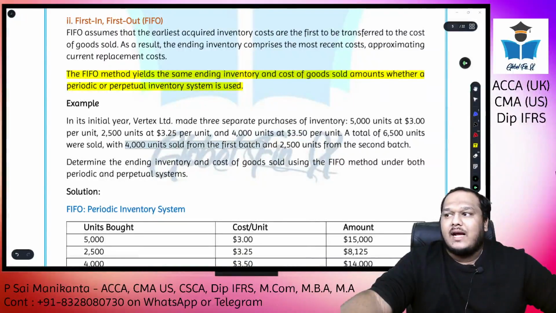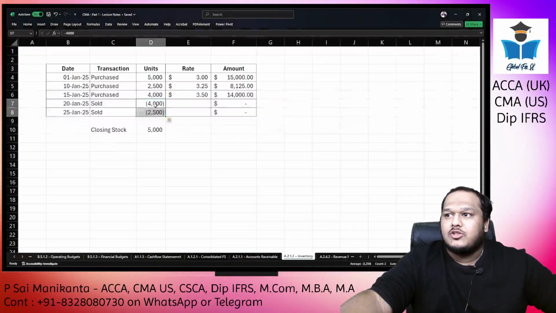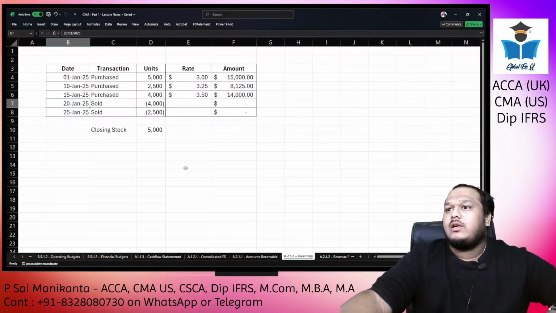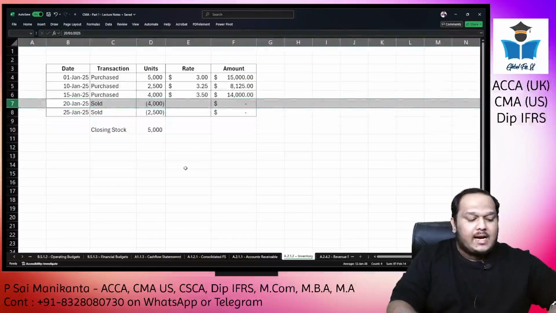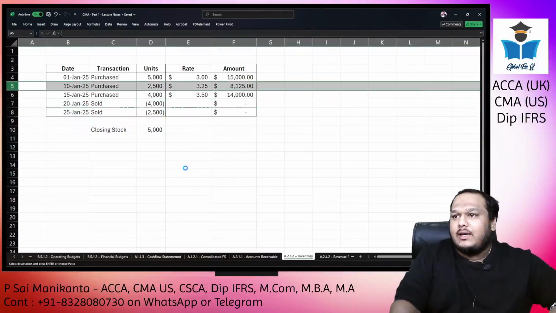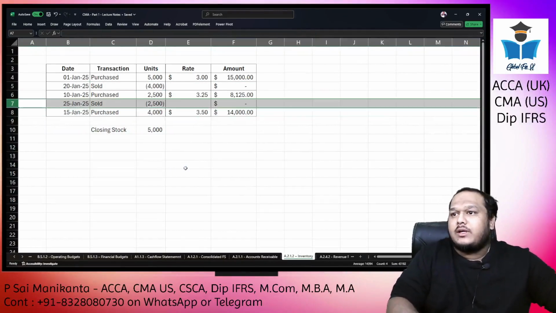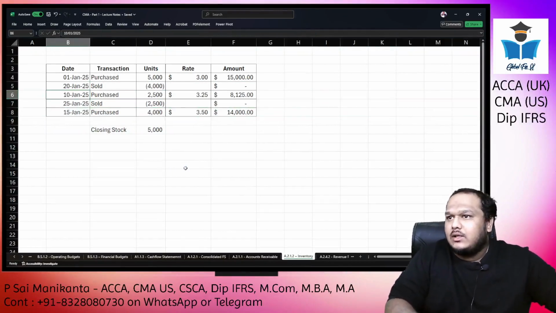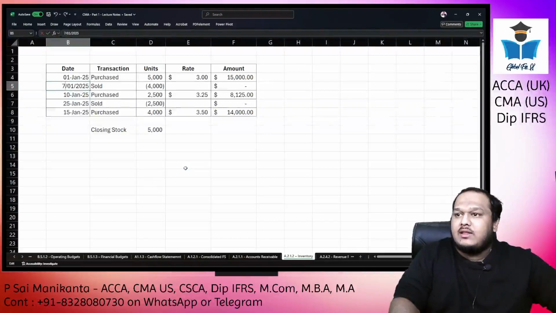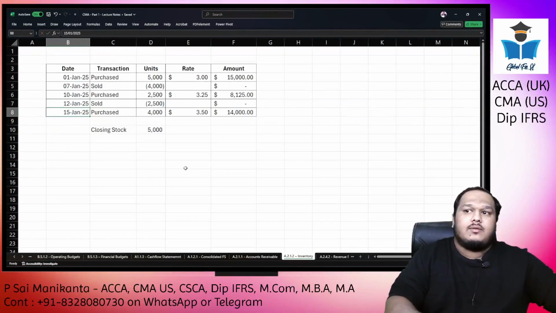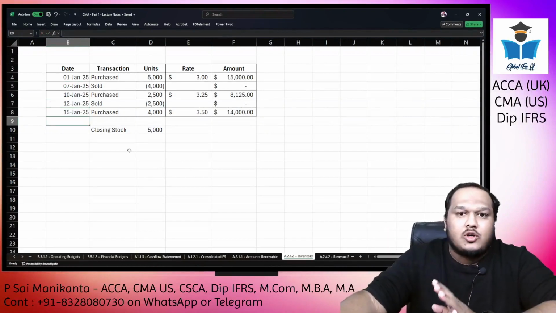4,000 units from batch 1 and 2,500 units from batch 2. Let's not worry about it. What I'll do is, since this is from batch 1, I will put it here. And since this is from batch 2, I'll put it here and I'll replace the dates. So this I'll keep it as 7th Jan and this I'll make it as 12th Jan. Okay, just to keep it in the same chronological order.